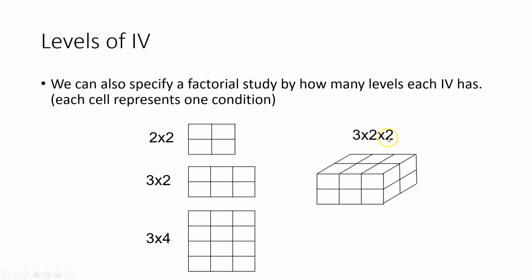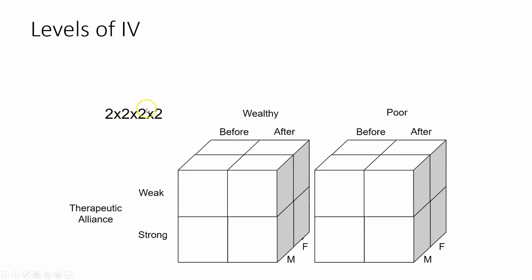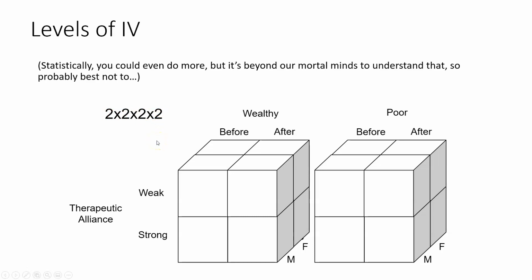This is illustrating 3 independent variables. You could have 4 independent variables, like 2 by 2 by 2 by 2. And that might be if you had a therapeutic alliance that was weak versus strong, and you had before therapy versus after therapy, and you compared men versus women, and you compared the wealthy people versus the poor people, then in each of these major groups here, you'd have 8 conditions, and because you have 8 conditions for the wealthy and 8 conditions for the poor, that's a total of 16 conditions, because you've got 4 different independent variables, and each independent variable has 2 levels. And statistically, you could even do more. You could do 5 or 6 independent variables, but it becomes beyond our mortal minds to understand the interactions between multiple independent variables, and so it's probably best not to go much beyond that.